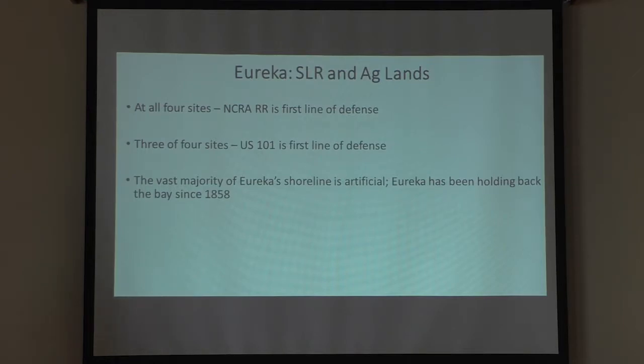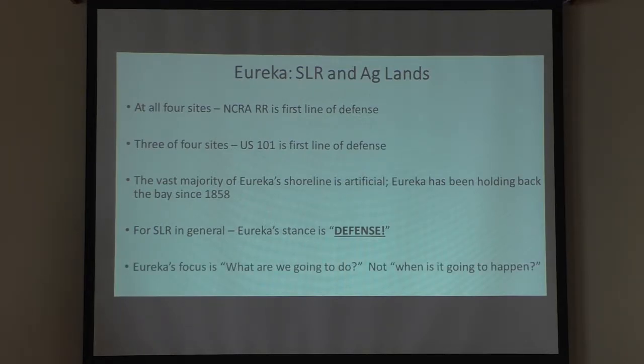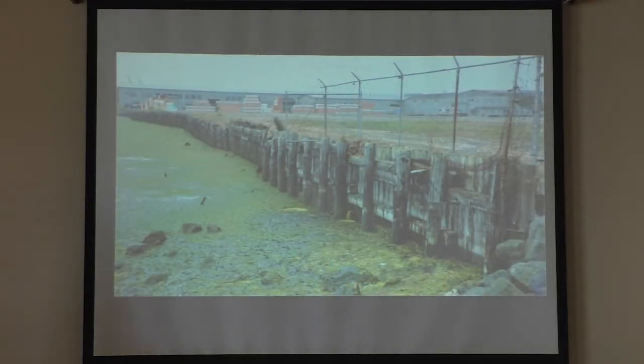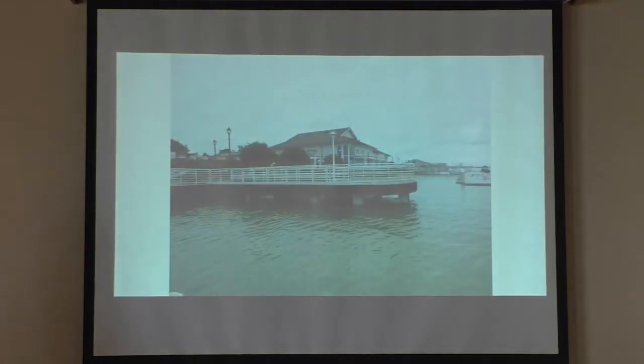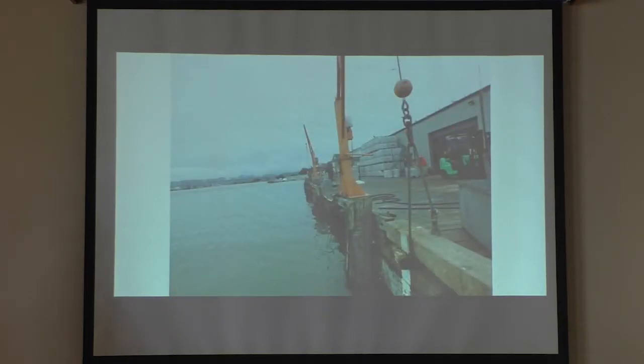The vast majority of Eureka's shoreline is artificial, and we've been holding back the bay since 1850 something. What we're proposing to do isn't any different than what we've been doing for 5, 6 generations. For sea level rise in general, Eureka's stance is defense, and our focus is not when is this going to happen, but what are we going to do about it. So some quick pictures. This is really what Eureka's facing when it comes to sea level rise, and this is why I spend so little time thinking about the ag lands. Not to say that they're unimportant, but Eureka's challenges with sea level rise have to do with the fact that our entire shoreline in Eureka is completely artificial.